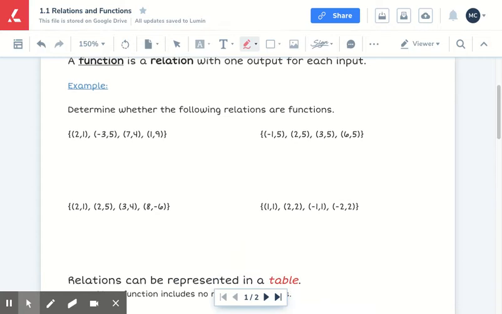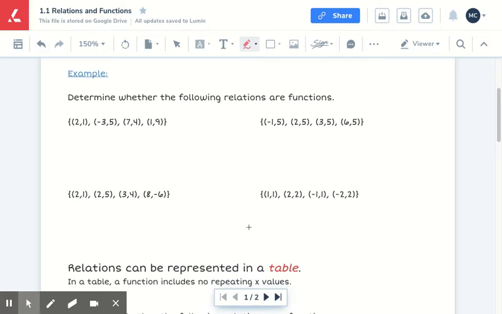So we're going to look at several different ways that we can represent relations, and then we're going to determine whether those relations are functions. So one way that they could be presented to you is just as a set of points. And each of my examples here has 4 sets of points in them, but it could be any number of sets of points. So it doesn't have to be 4. It could be 2. It could be 7. It could be 400. We're just going to look at 4.